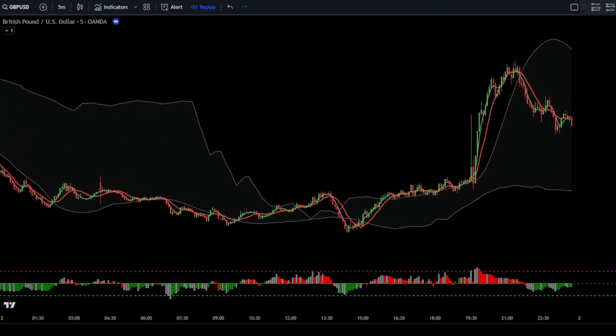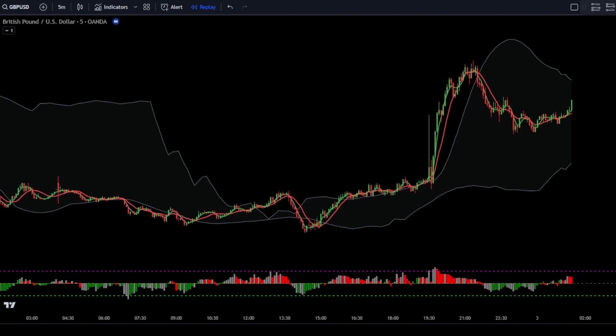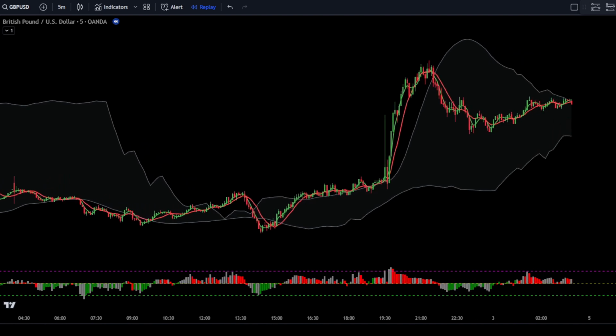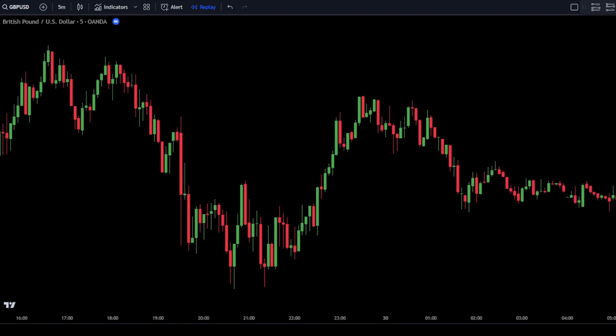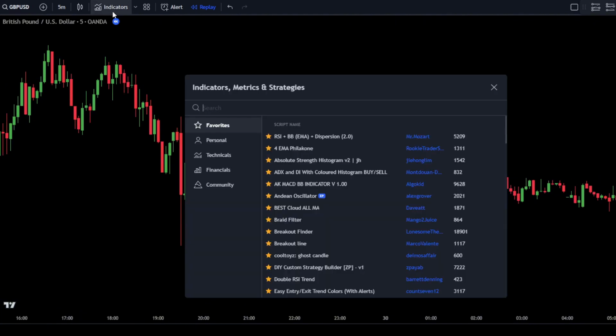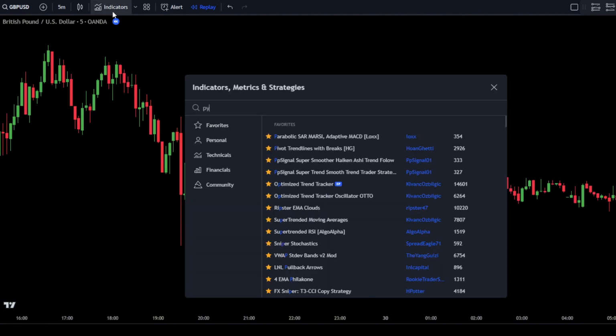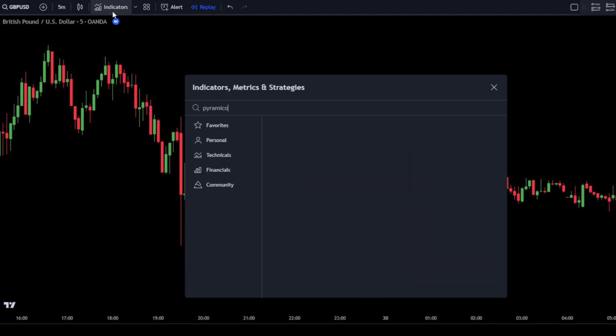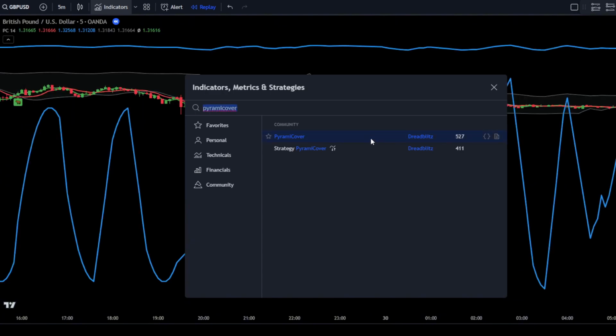Let's get started. To use this trading strategy, you can start by going to Tradingview. Next, go to the Indicator Search tab. In the Search tab, type in PyramidCover. Then, select the PyramidCover indicator by Dreadblitz.